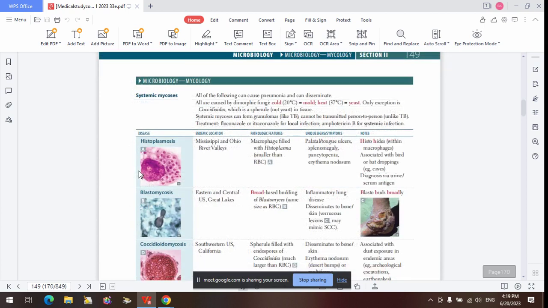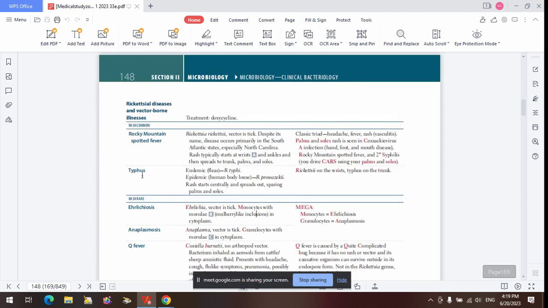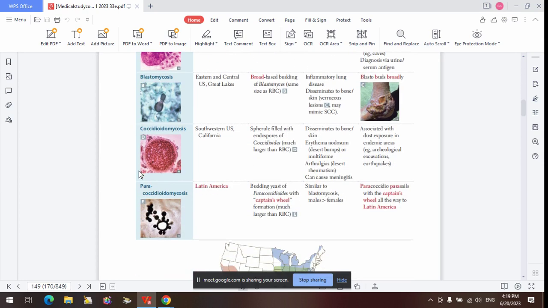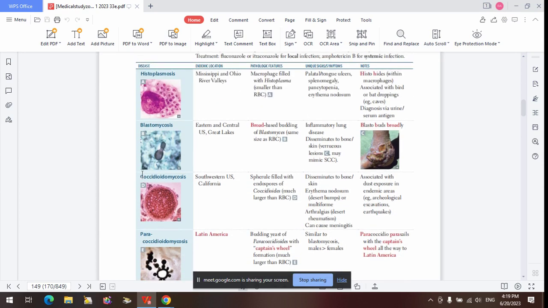So today we'll start with mycology. So we are done with bacteriology. So we start with the fungi today. So we are going to start with the systemic mycosis. Systemic mycosis means systemic fungal infection.